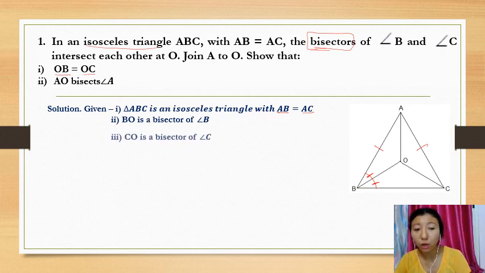Okay. Likewise CO is a bisector of angle C.